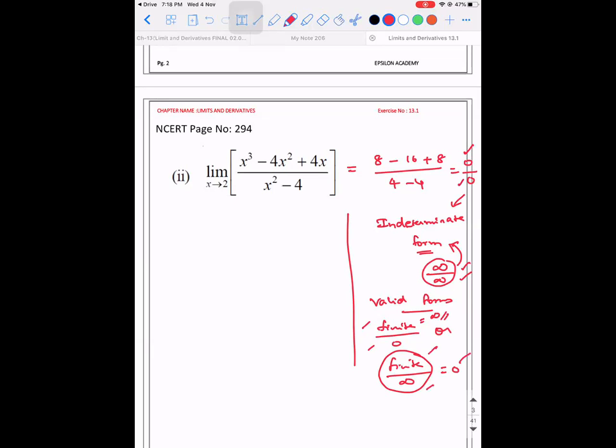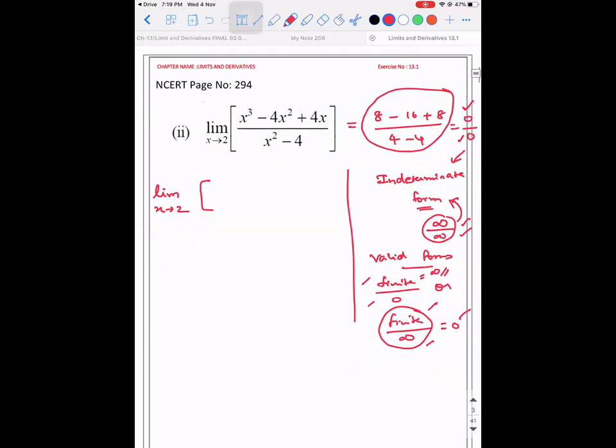So in this case, I am not allowed to substitute x is equal to 2 directly. Why? Because I'm getting 0 by 0 form. 0 by 0 form is meaningless. So for these type of questions, what you're supposed to do is, first you need to simplify and cancel the common terms. So x cube minus 4x square plus 4x.